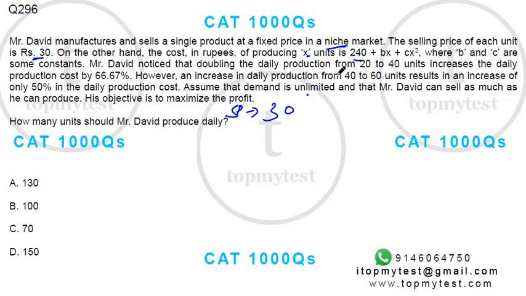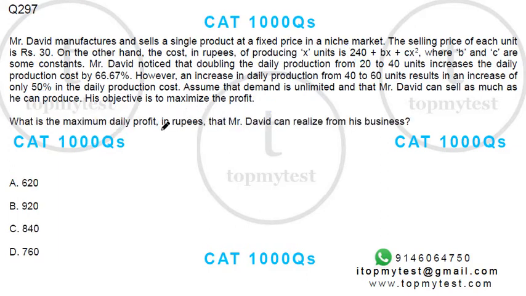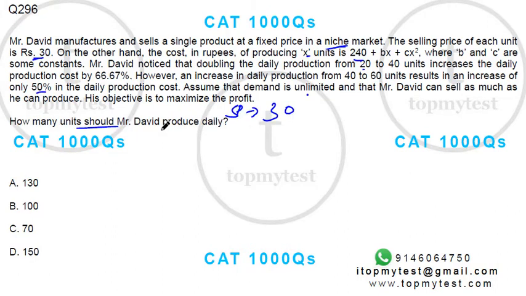David noticed that doubling the daily production from 20 to 40 increases the production cost by 66.66%. However, increasing the daily production from 40 to 60 results in an increase of only 50% in daily production cost. Assume demand is unlimited and that David can sell as much as he can produce. His objective is to maximize the profit. So your question is, how many units should David produce and what is the maximum daily profit? So you need to basically find B and C, right, using these parts.